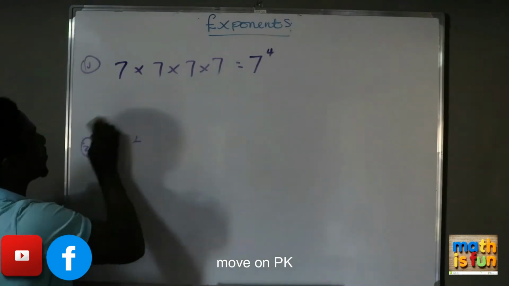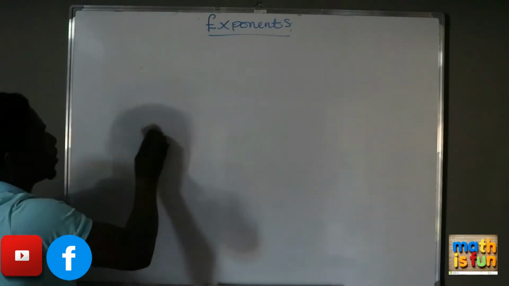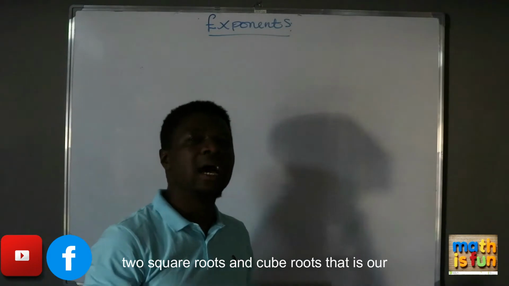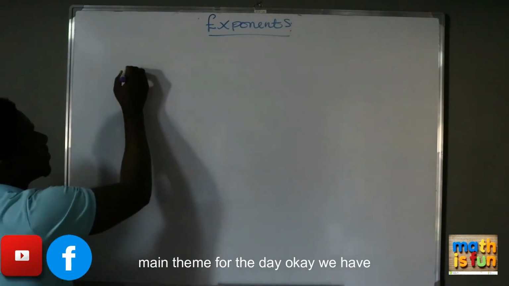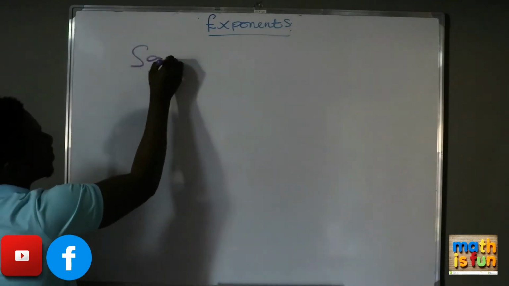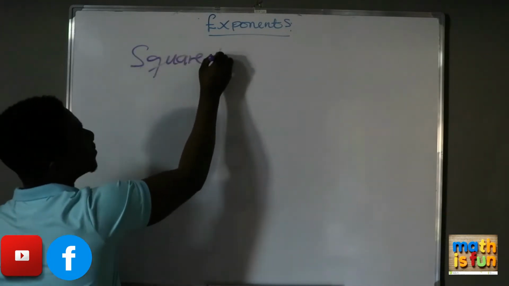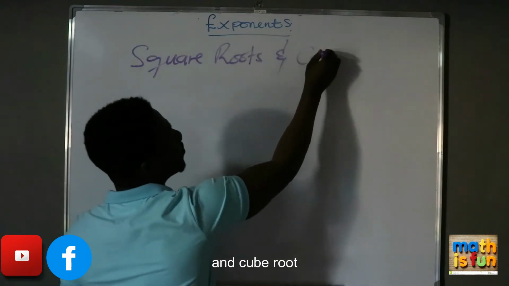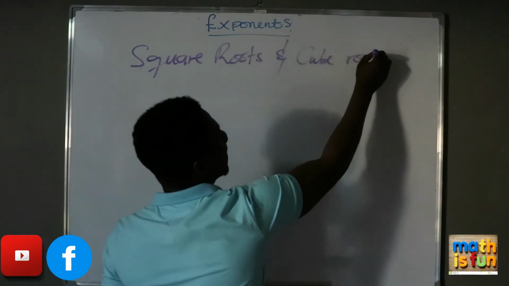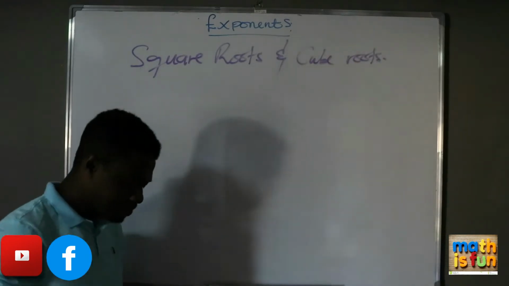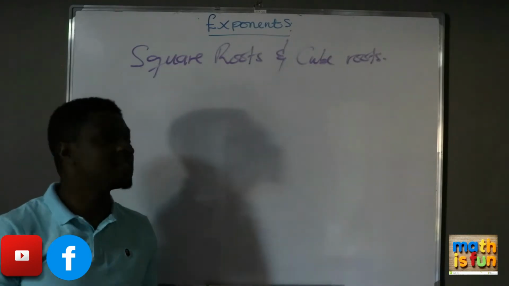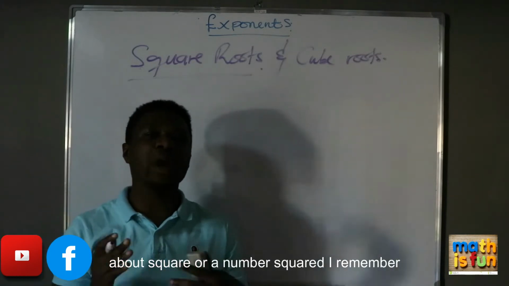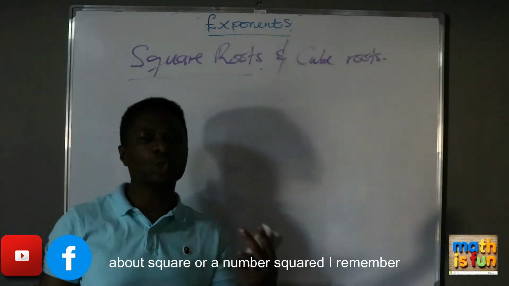We'll move on quickly to square roots and cube roots. That is our main thing for the day. We have square roots and cube roots. Talking about square root, before we talk about square root, we'll talk about squares, or a number squared.